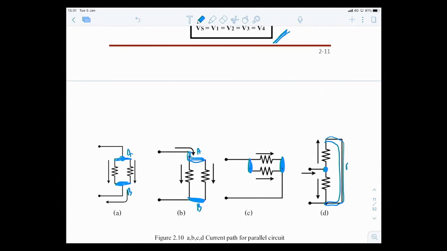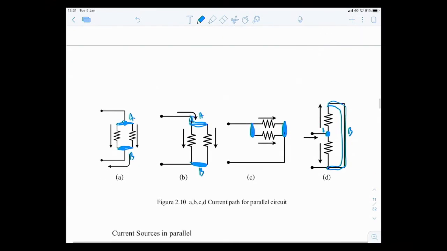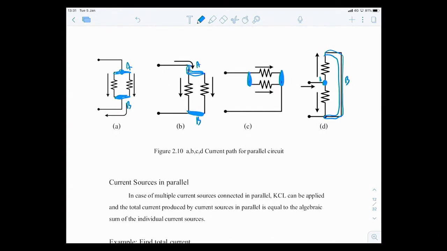This is another node. So this is A, this is B. The other end of the resistor is connected at the same point. Okay, so they are all in parallel. Now let's look at what happens if I connect current sources in parallel.